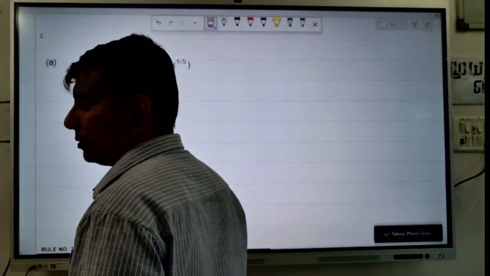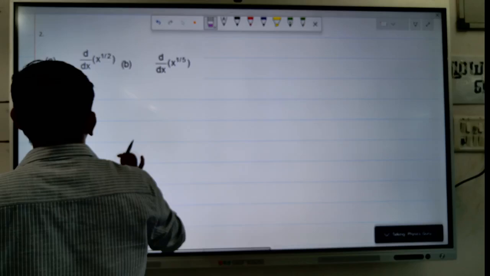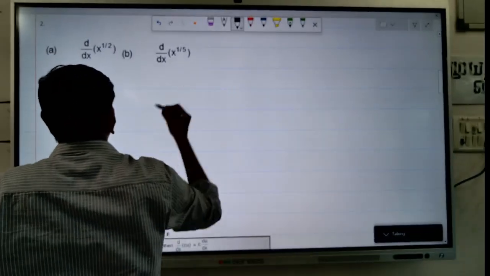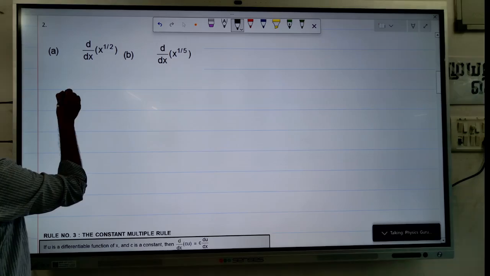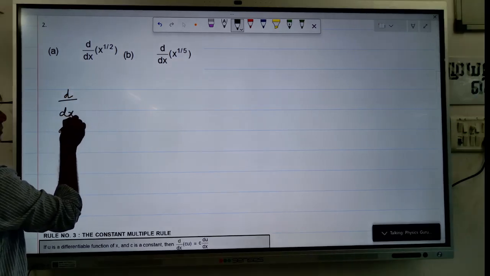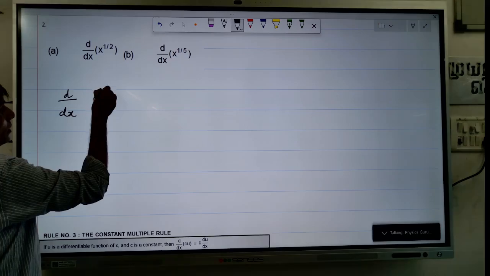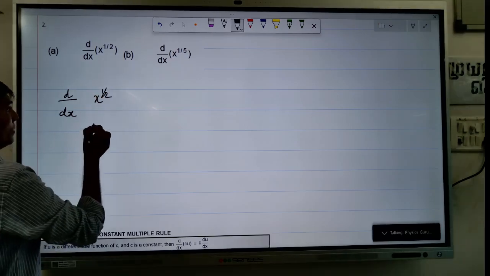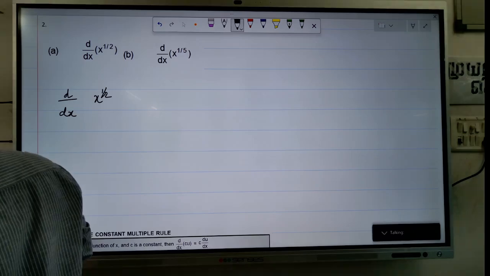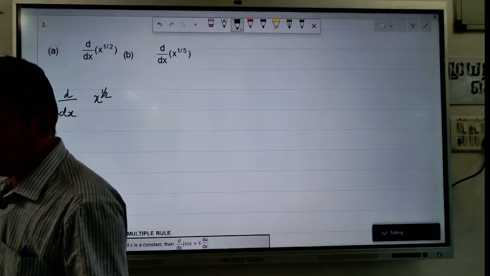It's very easy now. It is x to the power 1 by 2. So what does it turn out to be? So d by dx of x to the power 1 by 2. One moment, Sula.